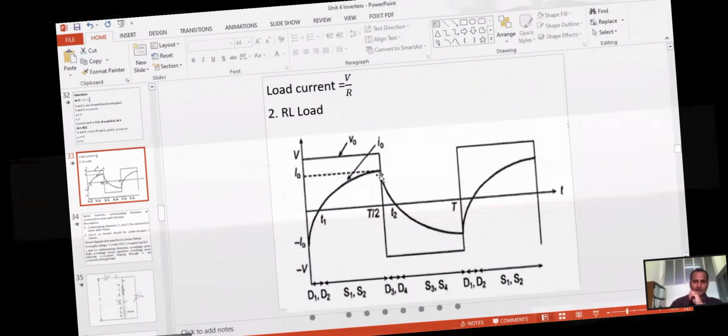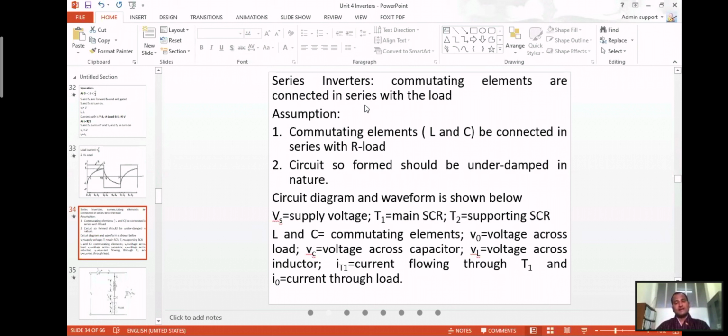In this case, the circuit so formed should be underdamped in nature. Please try to find out why the circuit needs to be underdamped, and why it cannot be overdamped. What is the reason behind this, that the circuit should be underdamped in nature?